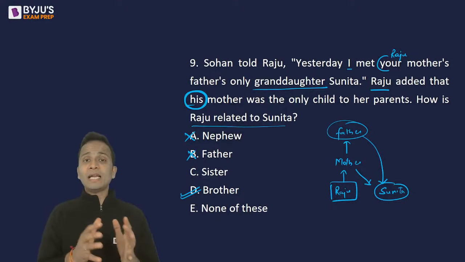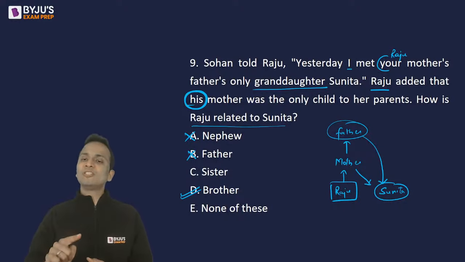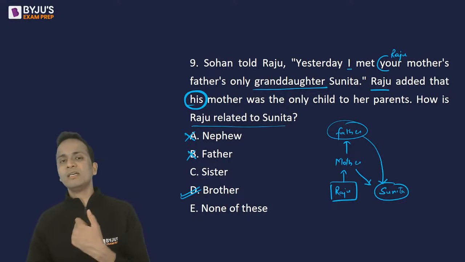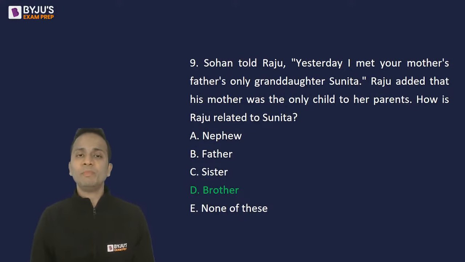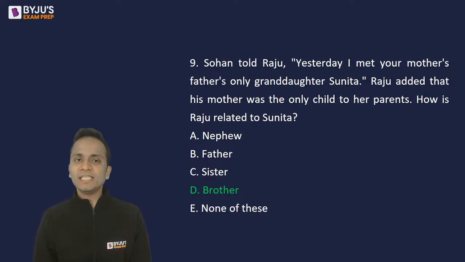Also, you must be knowing that in these types of questions, the name of the person cannot tell you the gender of that person, until and unless it is clearly mentioned by using keywords like he, she, his, her. So Raju's gender has to be identified here. It is given using this word that I've circled: Raju added that his mother. So Raju is a male. So Raju and Sunita are brother and sister respectively. So Raju is related to Sunita as a brother. So the correct answer will be option D of question number 9. Okay, so question number 9, option D is the correct answer.